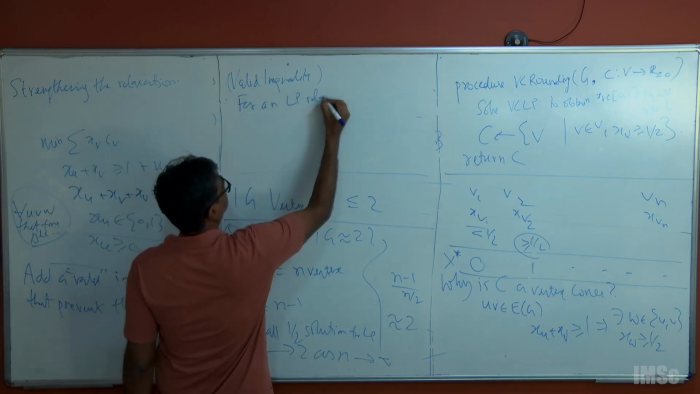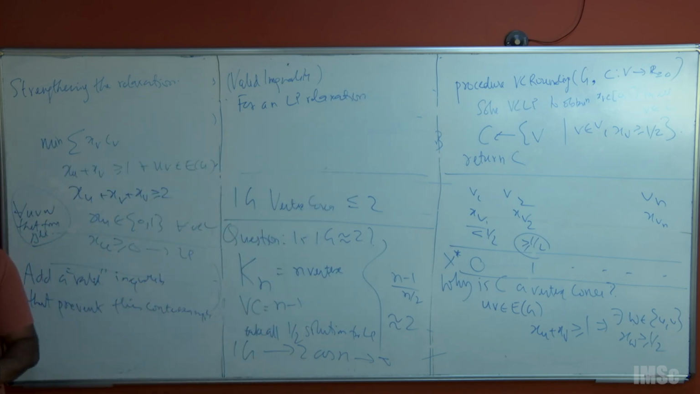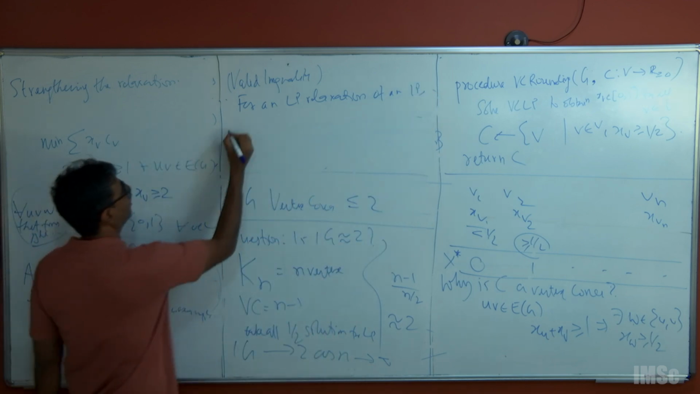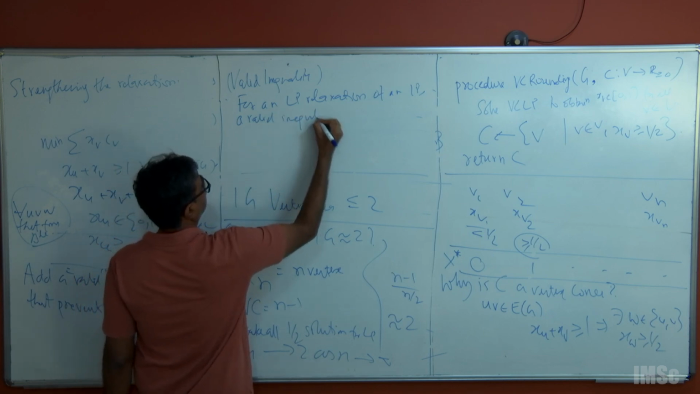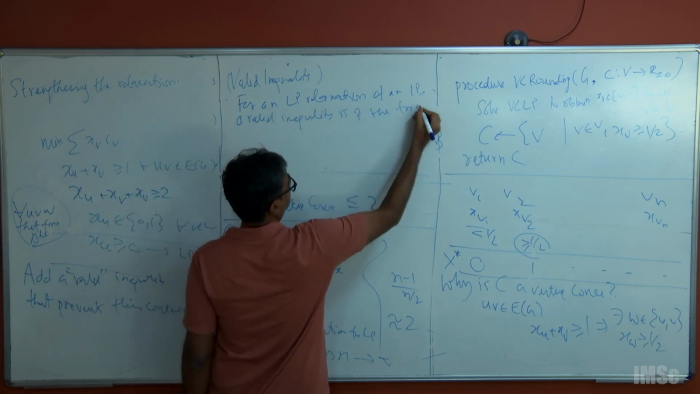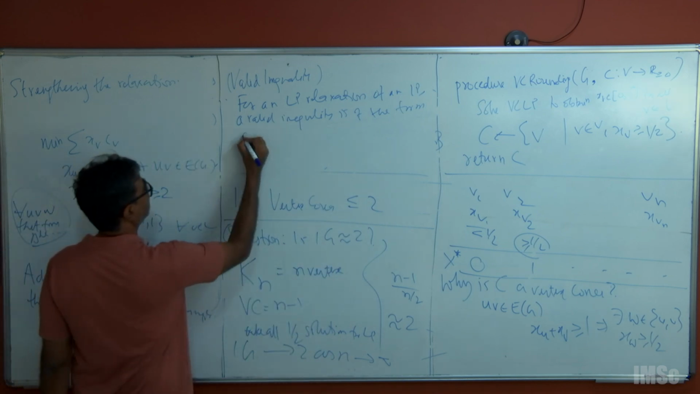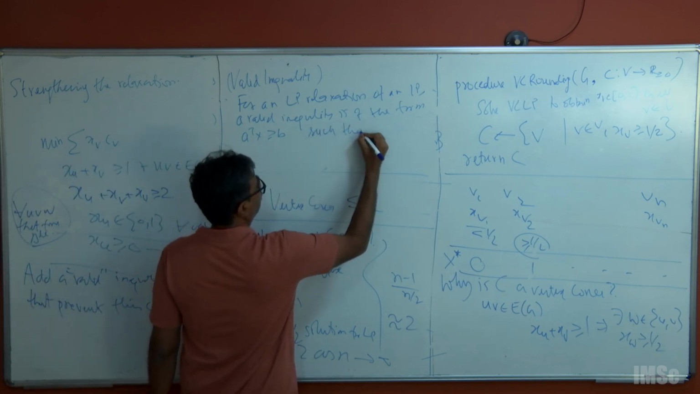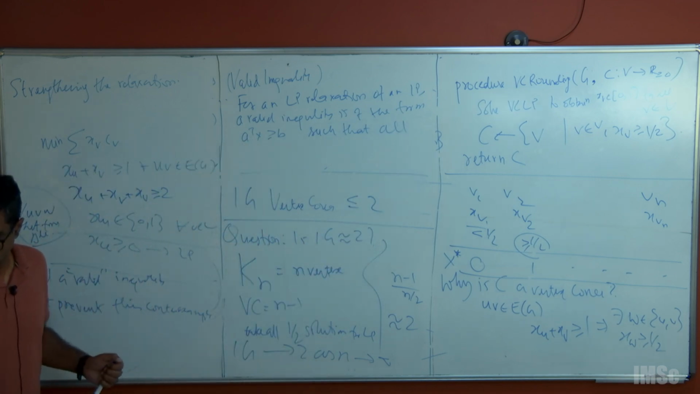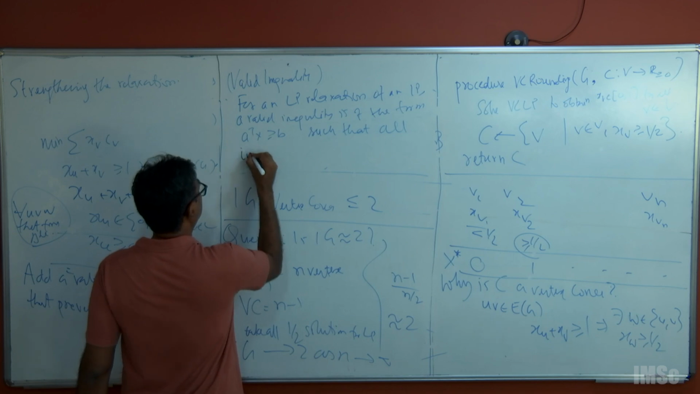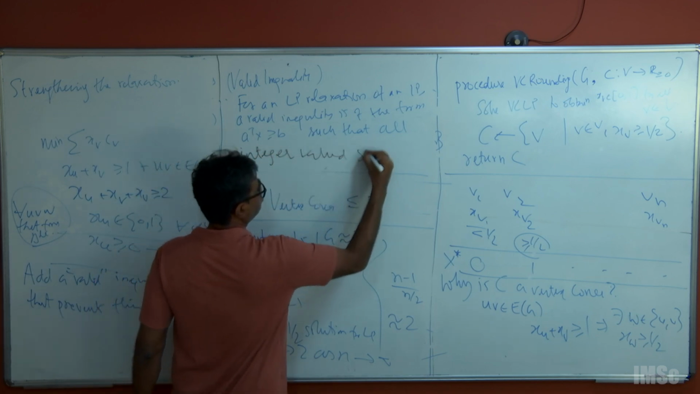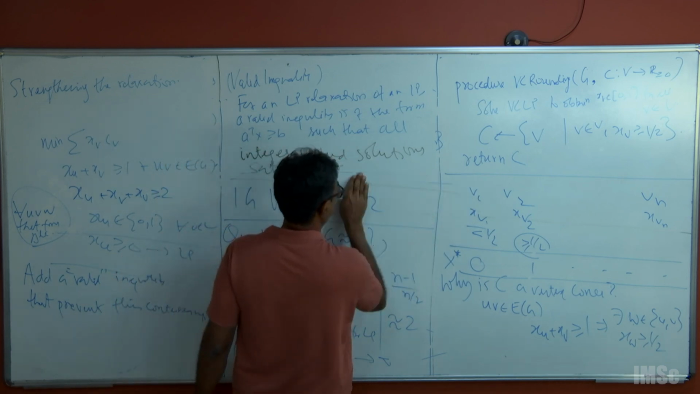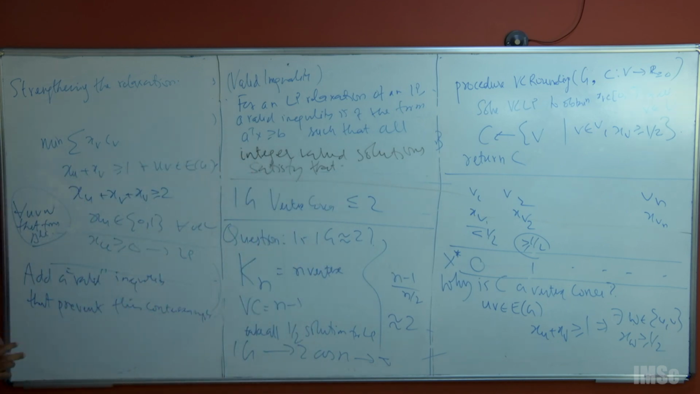For an LP relaxation of an integer program, a valid inequality is of the form, same thing, some A transpose x is greater than or equal to some b, such that all integer-valued solutions satisfy that. Right? So what happened?